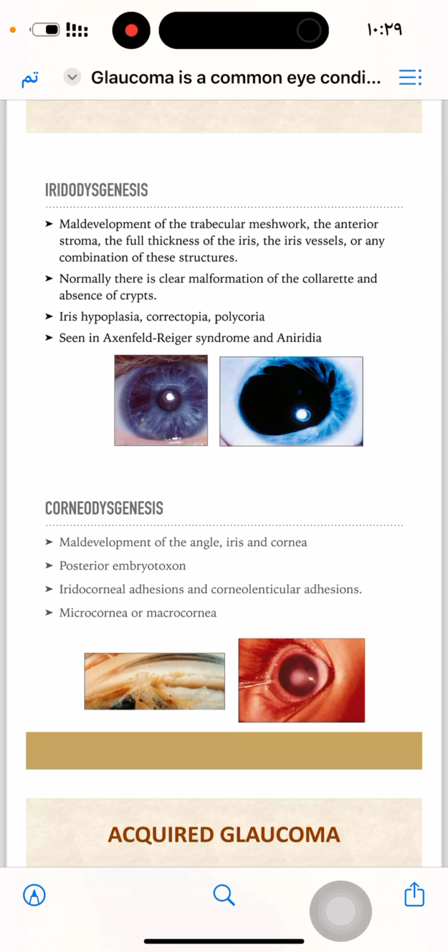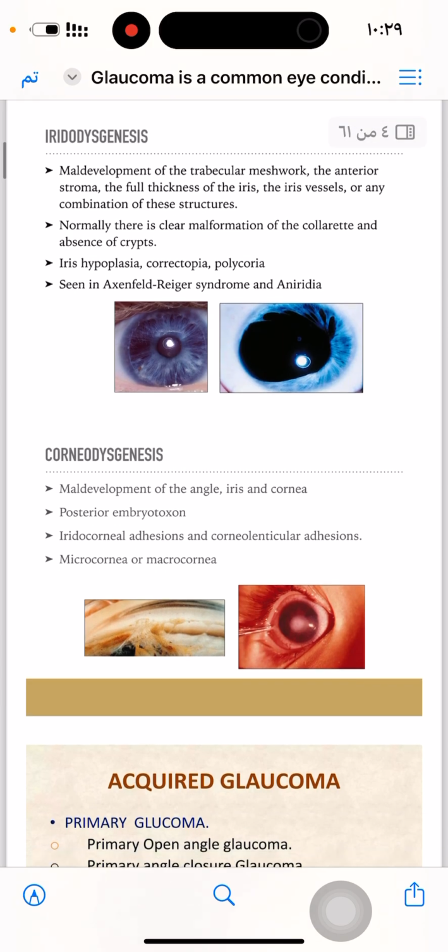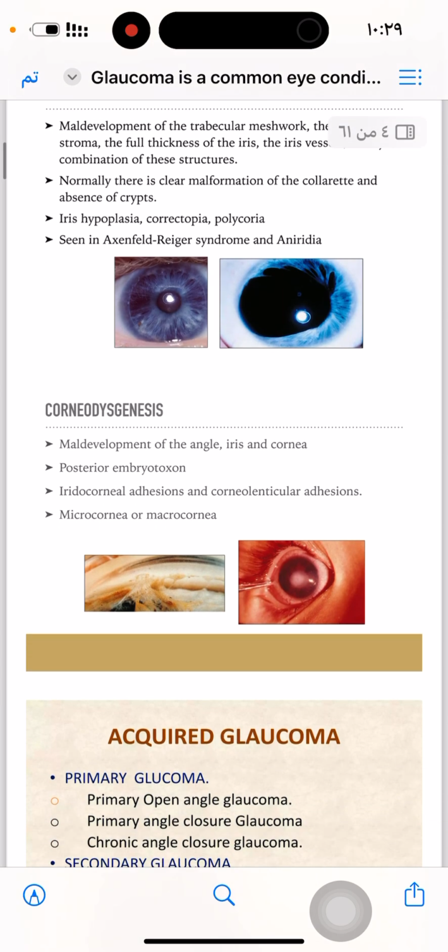Iridodysgenesis means maldevelopment of the trabecular meshwork, induced by trauma, and we see full thickness of the iris vessels, or any combination of these structures. In the abnormal case, there is malformation and absence of crevices. There is hypoplasia, corectopia, and polycoria, seen in this syndrome and aniridia.